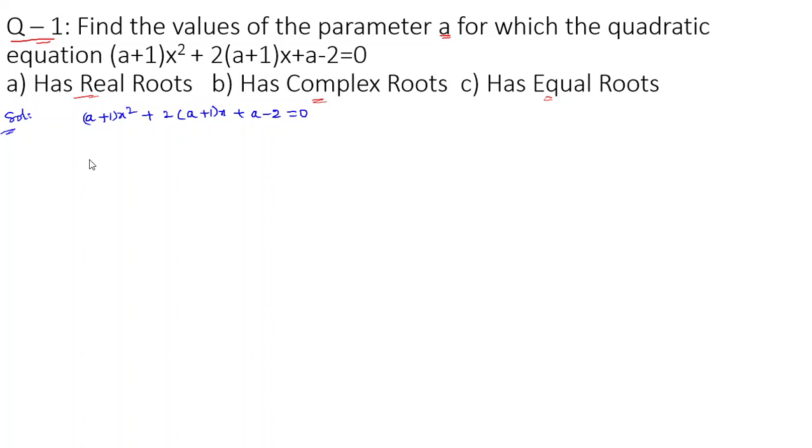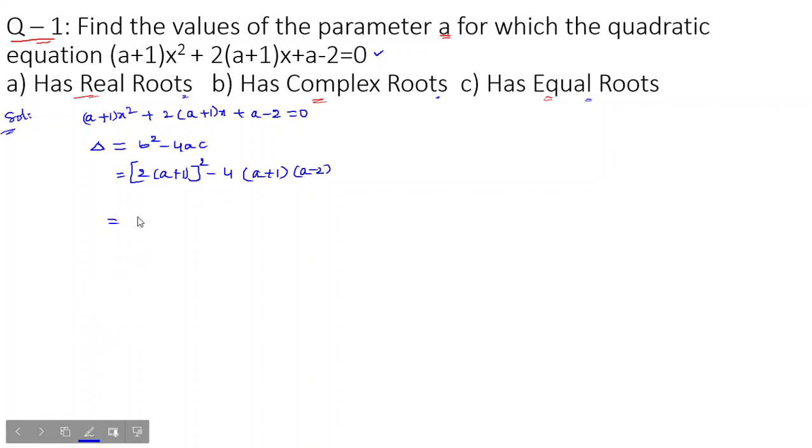So what are we asked to solve for? We are asked to solve for the parameters. Solve for the values of the parameter a for which the given quadratic equation will have real roots, complex roots and equal roots. So we need to find the value of delta first. What is delta? Delta is b square minus 4ac. So b square is 2 into (a plus 1) whole square minus 4 into a, which is (a plus 1) and (a minus 2).